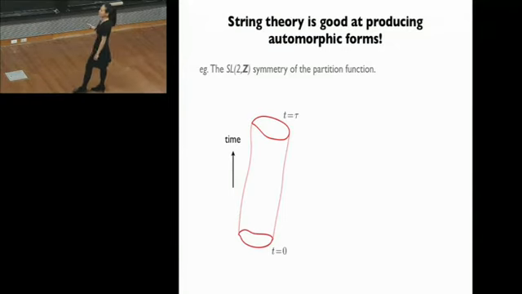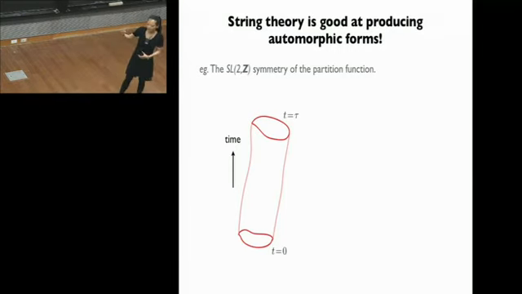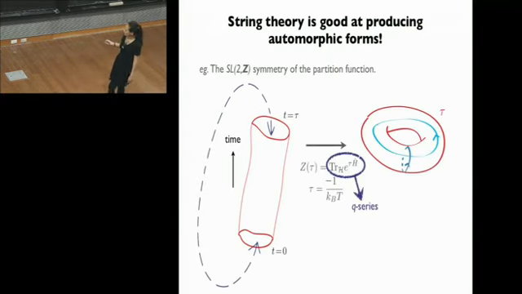For the purpose of this talk, let's take a very simple example. Strings means we have a string moving in time, so the worldsheet sweeps out a cylinder. And you want to compute the partition function of this theory. The partition function can be defined as a trace over the Hilbert space of quantum states weighted by a temperature and governed by the Hamiltonian. This is the Hamiltonian definition of a partition function.